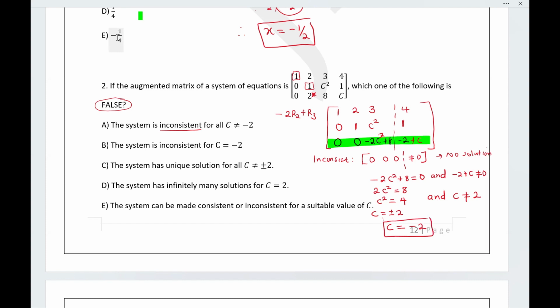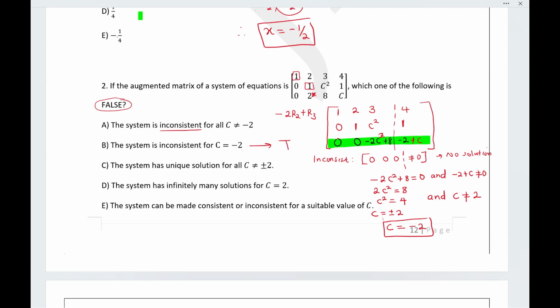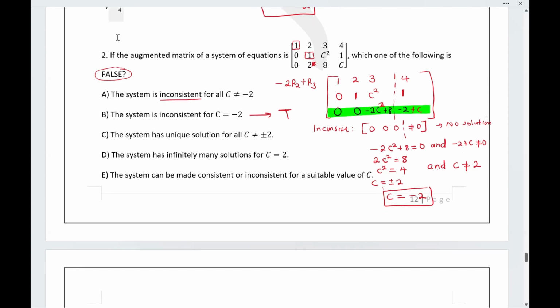So it means that the system is inconsistent when C is equal to minus 2. So this is true. If you look here, the system is inconsistent for C equals minus 2. So this guy is true. But remember, we are not looking for the statement that is true. We are looking for the statement that is false. So if this is true, then definitely this one is going to be false.